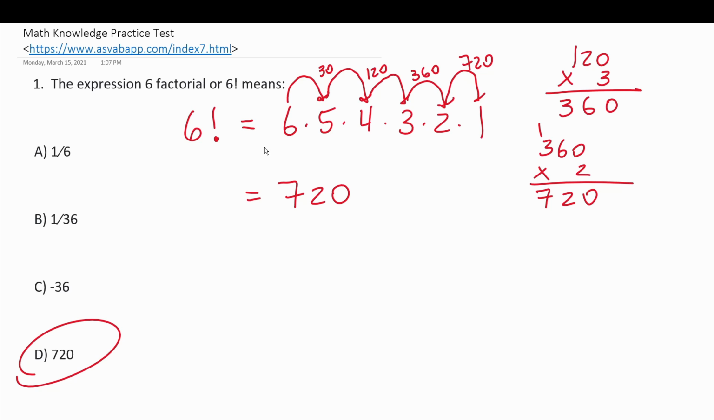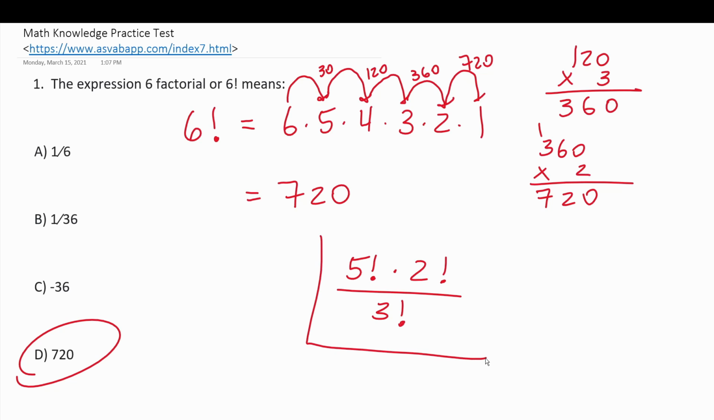Believe it or not, these problems get a little more challenging. So in my video on factorials, I actually work out problems like this. I'll give you something like 5 factorial times 2 factorial over 3 factorial. Again, if you want more practice using factorials, check out that video. But as long as you know that factorial is defined as the product of the integer by all the integers below it up until 1, you should be set for the ASVAB.